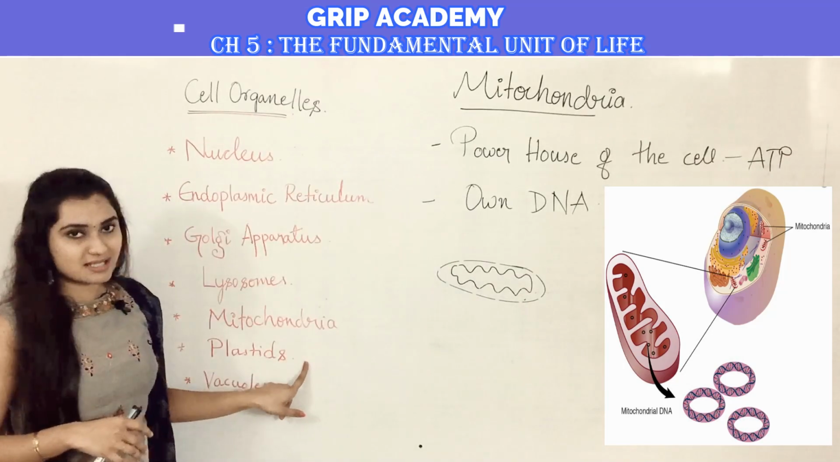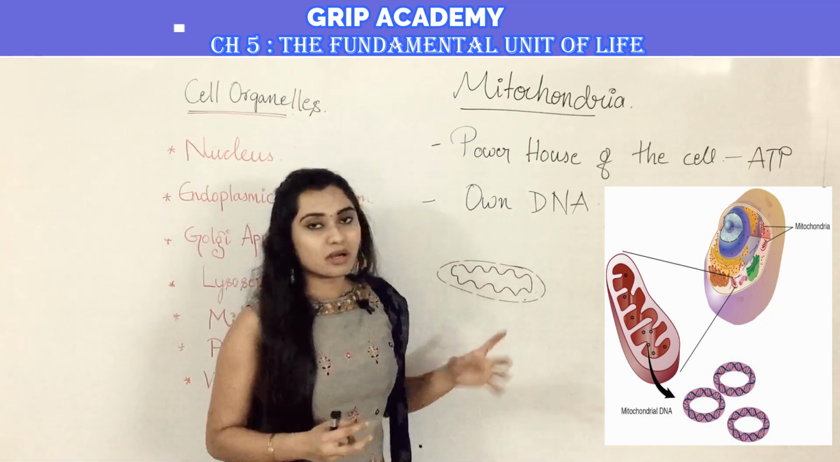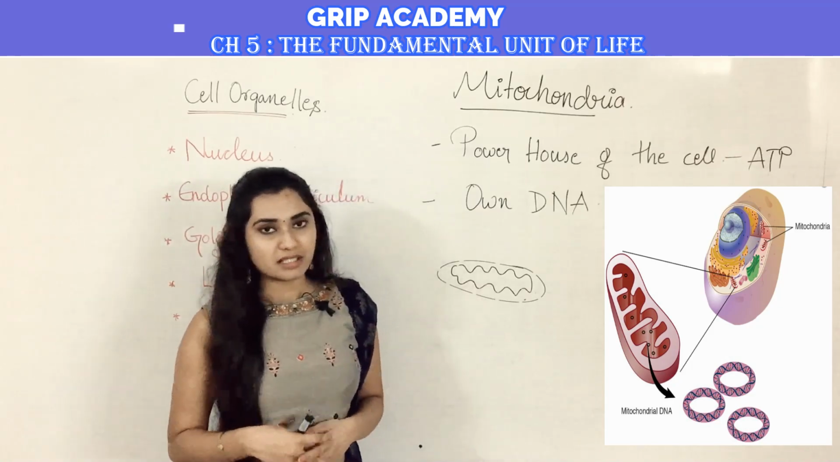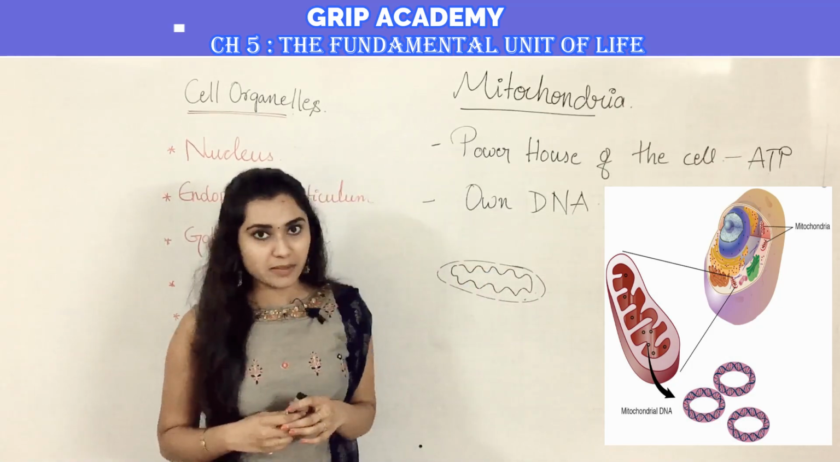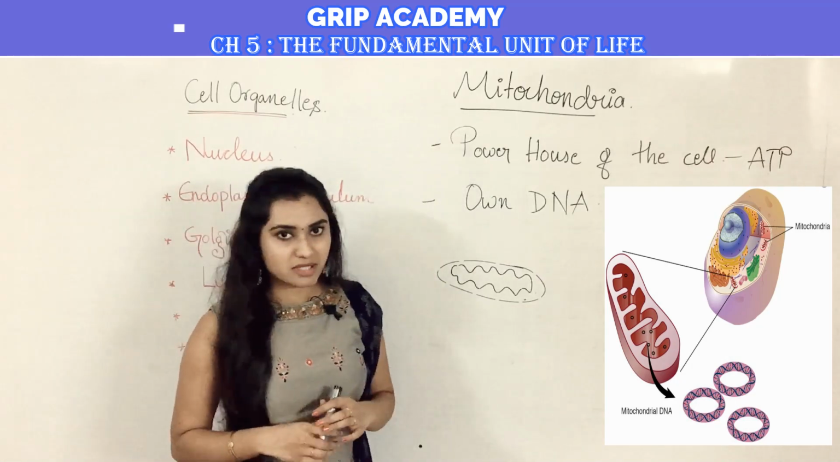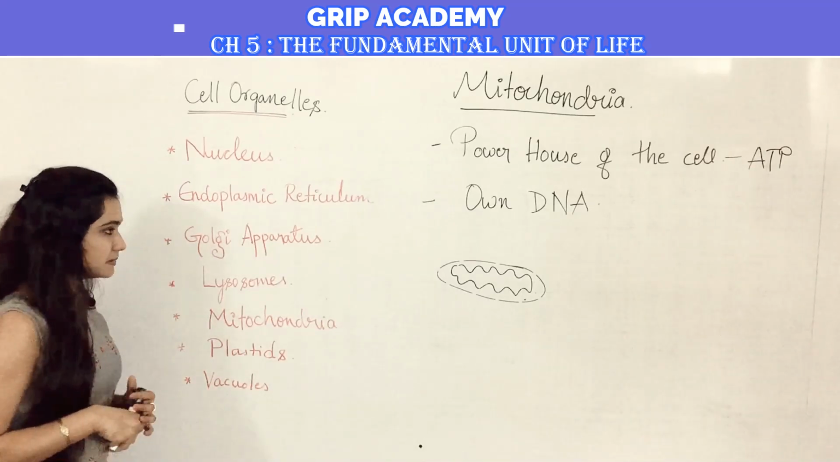But there is one more exception called plastids. I'll come to that later. So this has its own DNA, which is capable enough to produce its own proteins with the help of this DNA. Okay, so this is all about mitochondria. So let's move on to the next cell organelle, plastids.